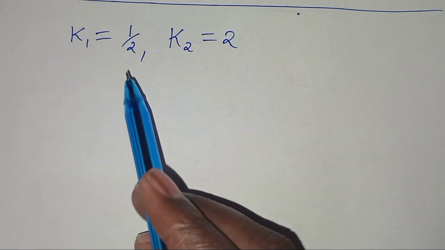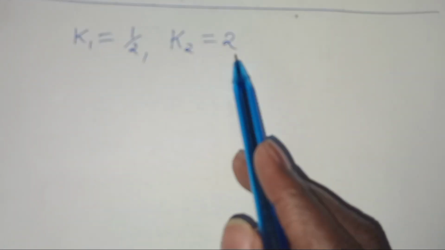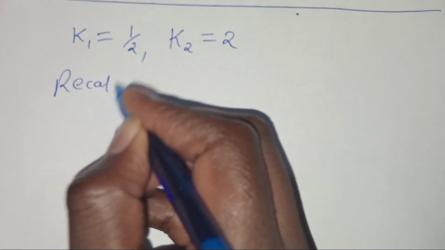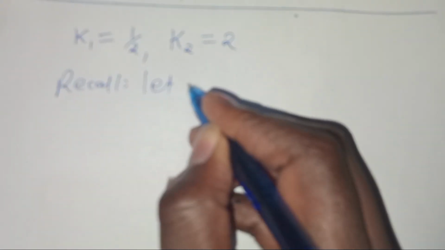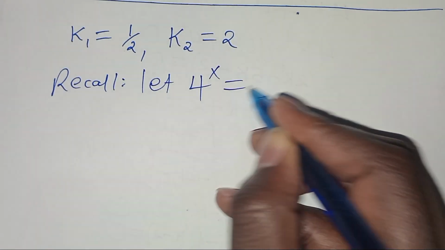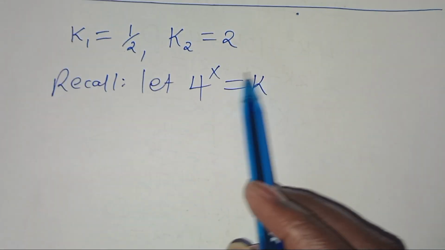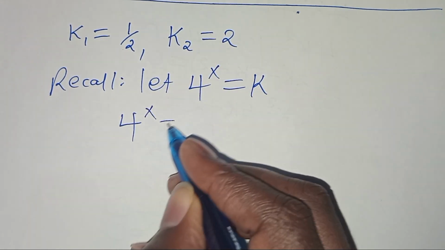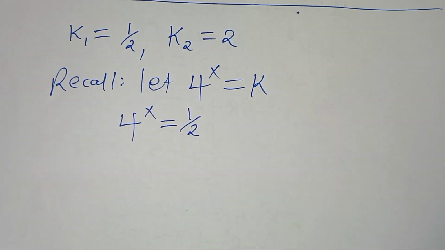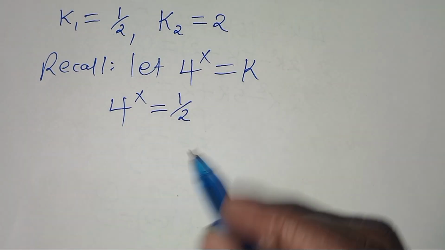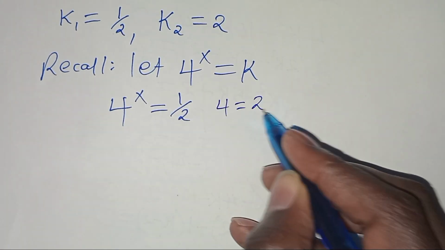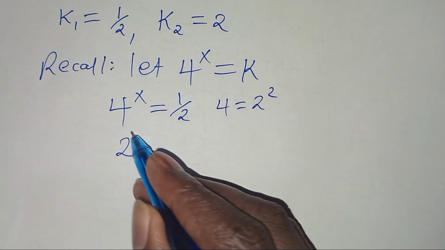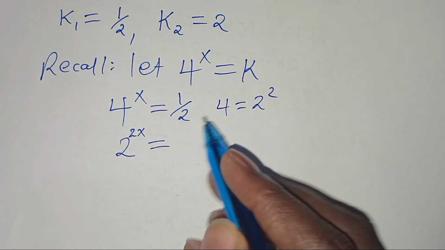Now here we have that k1 is equal to a half. We have k2 is equal to 2. And if you recall, we assumed that 4 to the power x is equal to k. So now substituting the first value of k, that is k1, we have 4 to the power x equal to a half. We can express 4 as 2 to the power 2, so now here we'll have 2 to the power 2x equal to a half.